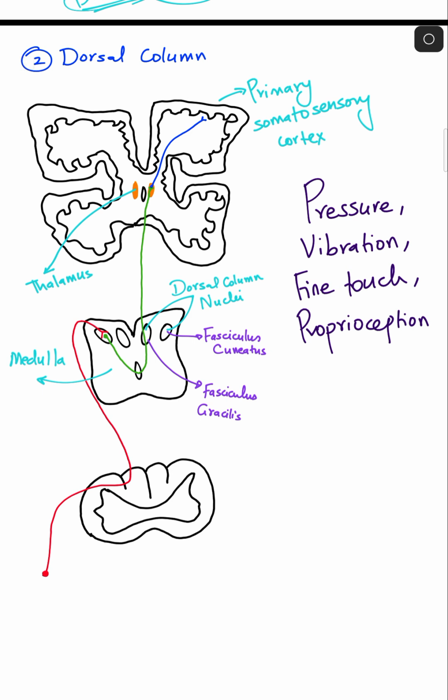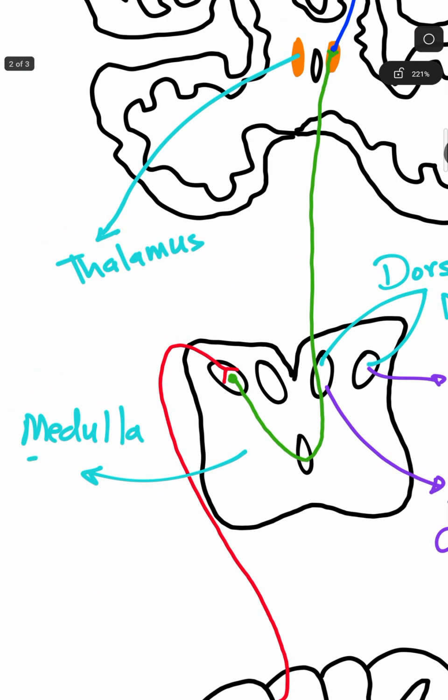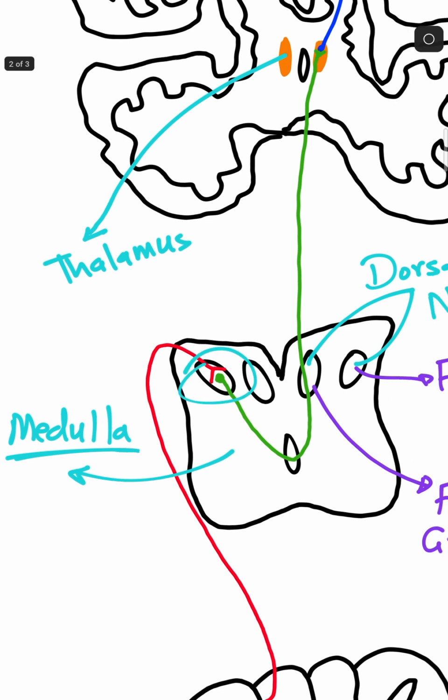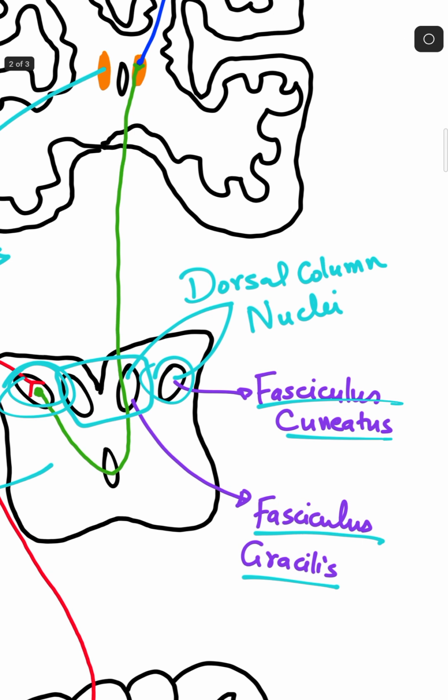Now, the dorsal column tract does not decussate at the spine. So we no longer have spinal decussation. We are now going to be in the medulla. Now, a feature of the dorsal column is that it's got these nuclei. The two medial ones are called fasciculus gracilis, and the two lateral ones are called fasciculus cuneatus.